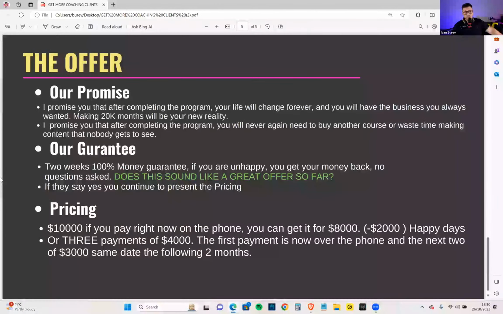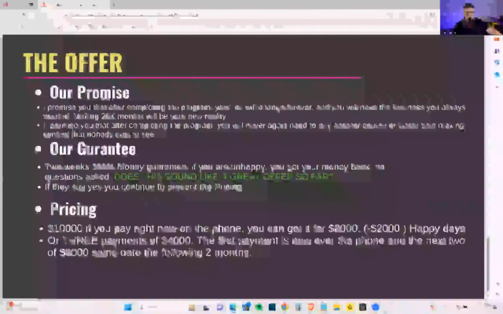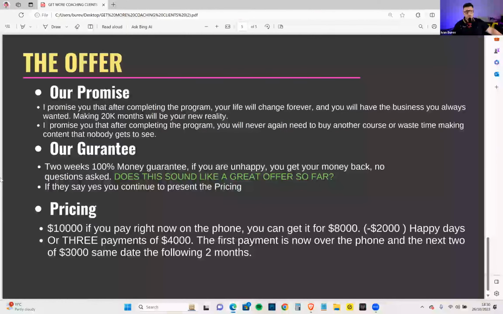I personally never ever gave a refund to anyone in my life, even though I had way more than a 2 weeks guarantee. I'm making sure even till today that everybody is super satisfied. Not when they don't deserve it, but 2 weeks, 100% money guarantee. If you're not happy, you get all your money back. You have not much to lose. It's just 2 weeks of your time and no questions asked.